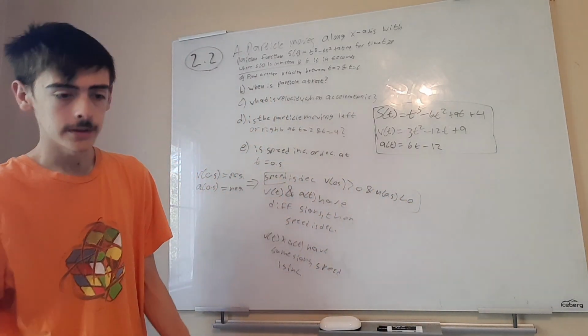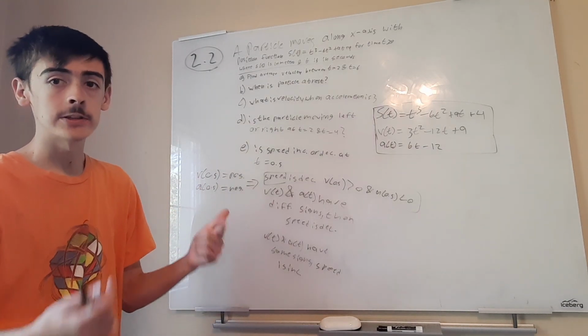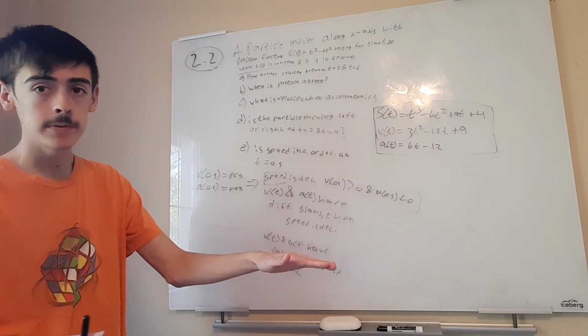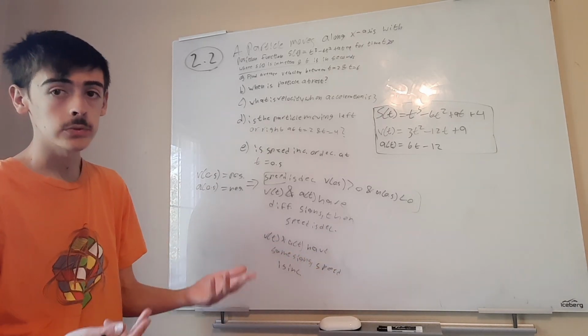So basically, to summarize this, if velocity and acceleration have the same sign, it is increasing speed, and if velocity and acceleration have different signs, then it is decreasing speed.